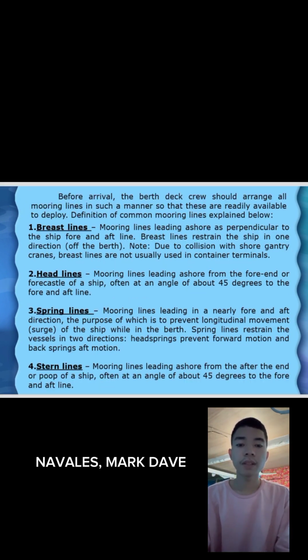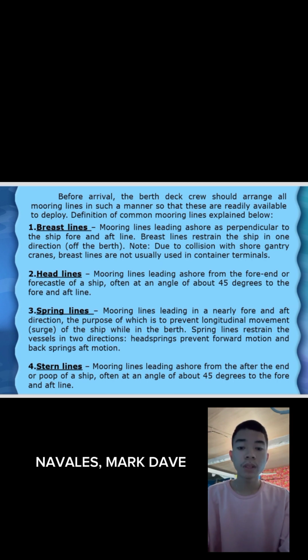So, my topic is all about deployment and monitoring of moorings. First, before arrival, the berth crew should arrange all mooring lines in such a manner that they are readily available to deploy. So, this is the definition of common mooring lines. Number 1, bridge lines. Bridge lines are mooring lines leading ashore perpendicular to the ship's fore and aft line. Bridge lines restrain the ship in one direction of the berth. Due to collision with shore gantry cranes, bridge lines are not usually used in container terminals.